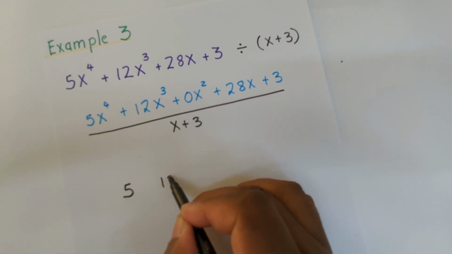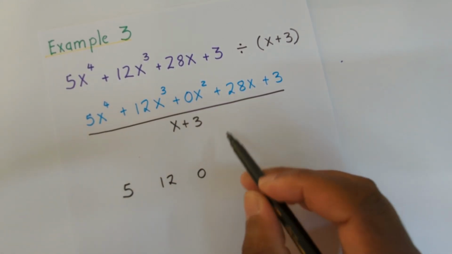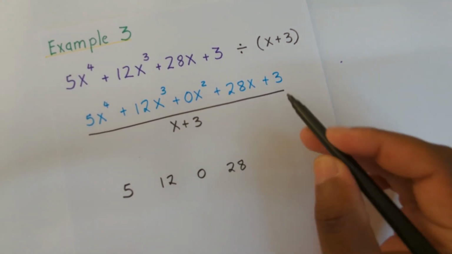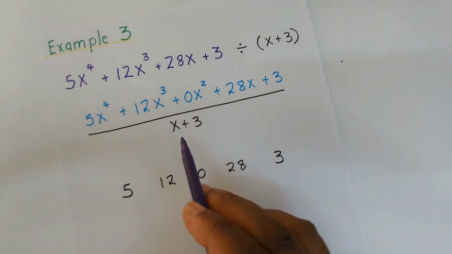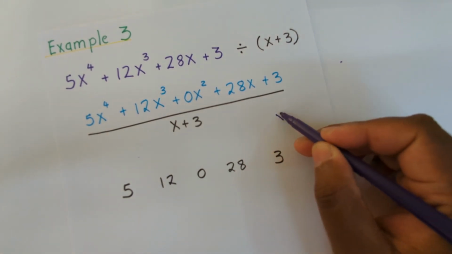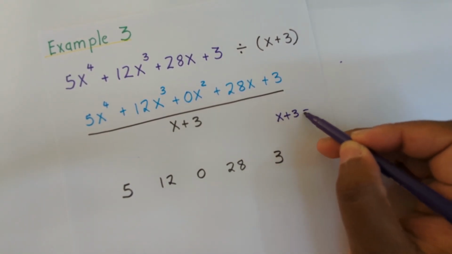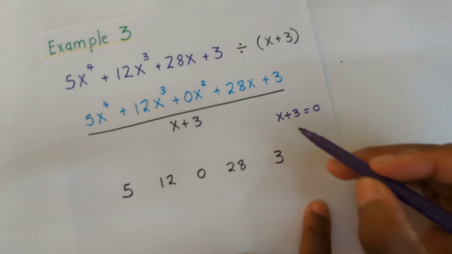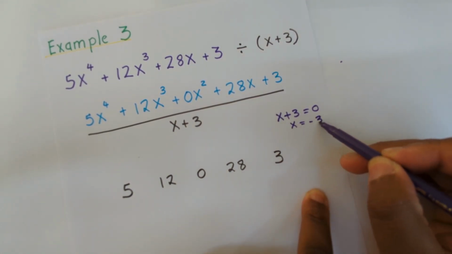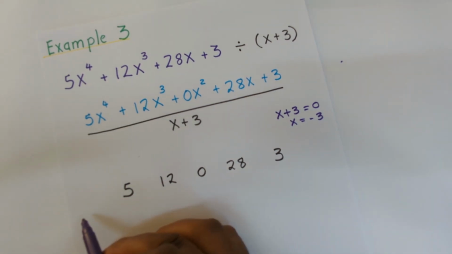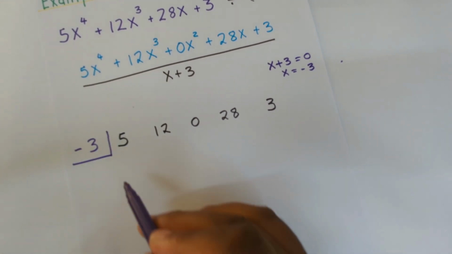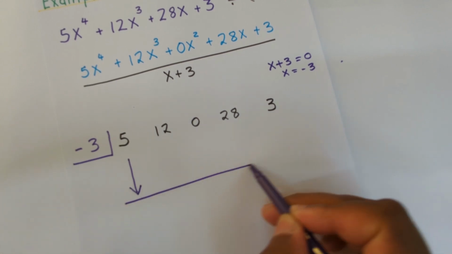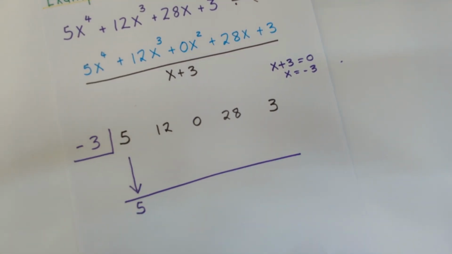followed by 12, followed by 0, followed by 28, and lastly by 3. And then we take our divisor, which is x plus 3, and we equate it to 0. So setting x plus 3 equal to 0 and solving for x gives us x is negative 3. So we put negative 3 on the left side, bring down our first number, which is 5, and beginning with our division.